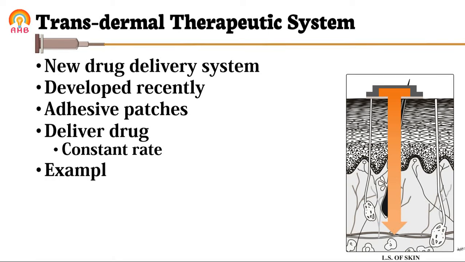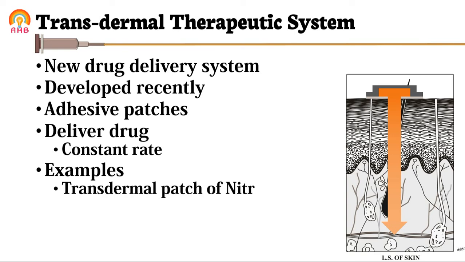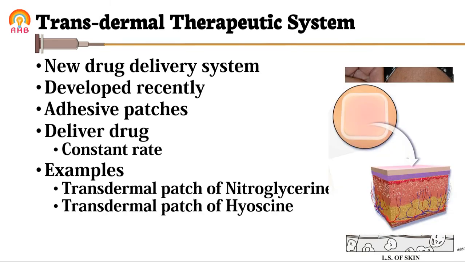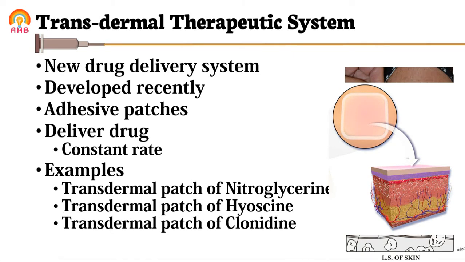Examples of the drugs which are used by this transdermal therapeutic system and are available in market are transdermal patches of nitroglycerin, transdermal patches of hyoscine, transdermal patches of clonidine, and transdermal patches of nicotine are also available in the market. That is about the cutaneous route.